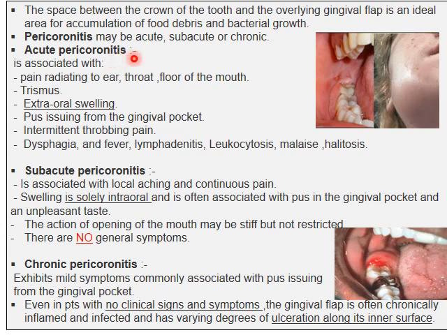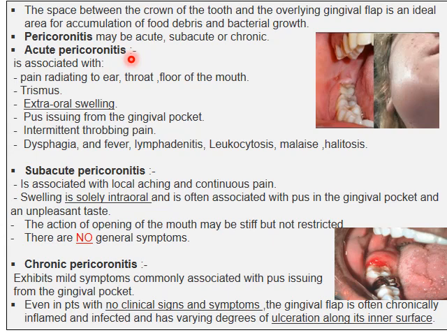There are no general symptoms. هنا تشوفون اكو general symptoms: dysphagia, fever, lymphadenitis, extraoral swelling, halitosis, leukocytosis. هنا ما موجود هذا الشيء، فقط موجود بالacute phase. إذا تشوفون هذا السويلنج، هذا هو السويلنج الموجود بالacute phase. هنا هذا السويلنج الموجود بالsubacute.